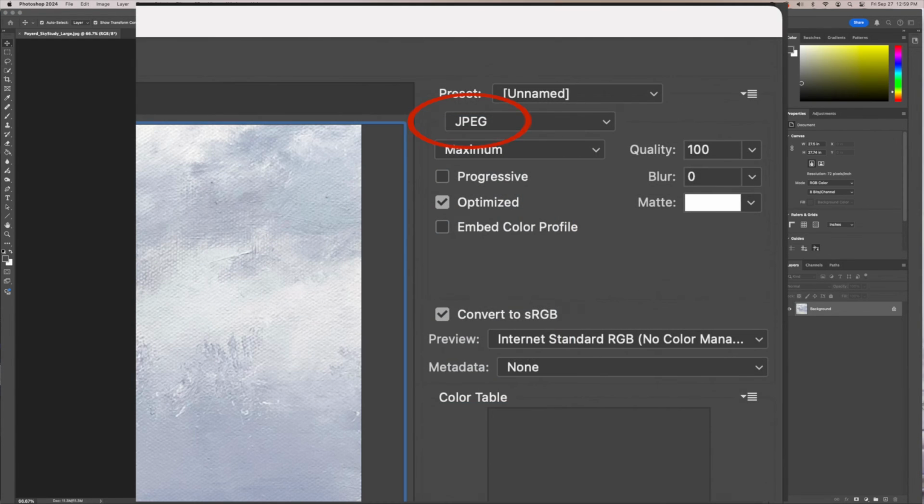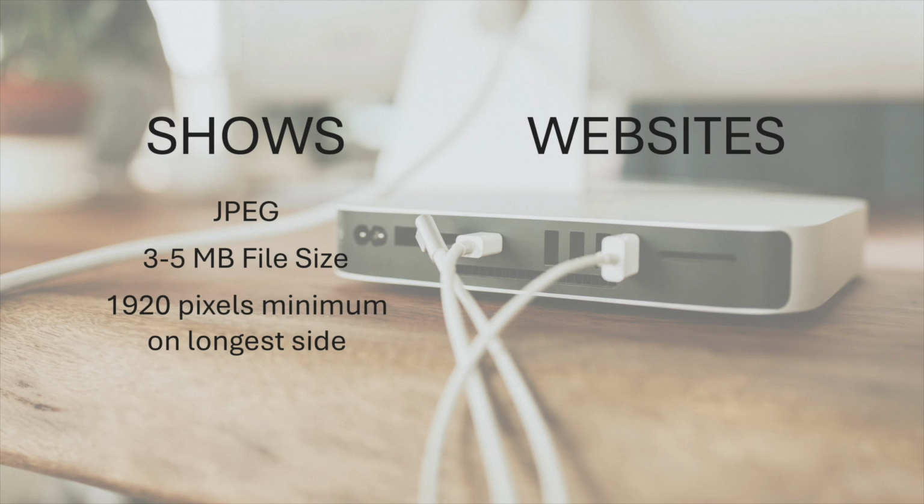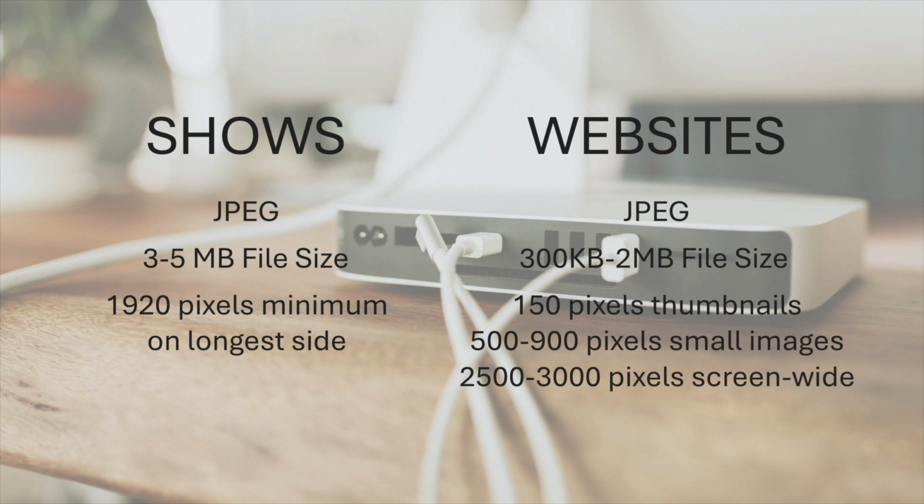JPEG is a universally accepted file format. I find that it's accepted on pretty much every website. Most shows ask for images between 3 and 5 megabytes, or with a minimum of 1920 pixels on the longest side. Websites and social media use much smaller images normally.